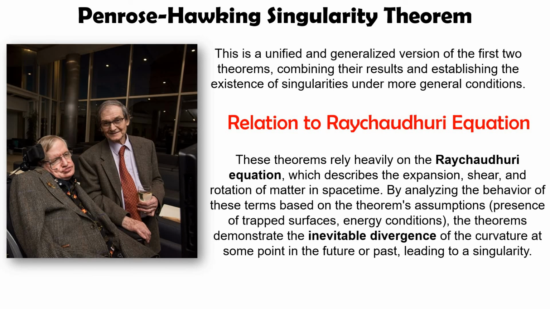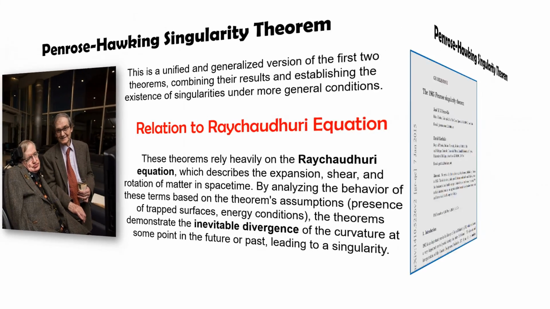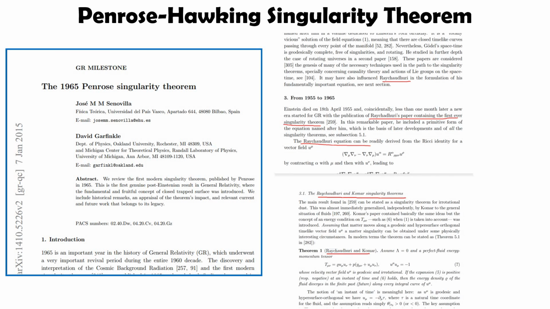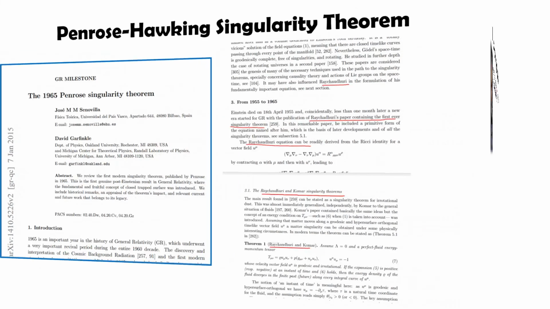So this is basically the relation, and not only that, I am going to show you. This is one of the papers by Jose M. Senovilla and David Garfinkle, cited in the famous Penrose-Hawking theorem. And here you can see how many places the Raychaudhuri equation has been cited. So this is a kind of proof. I've just taken screenshots. If you want to read any of those papers, I'm putting all the paper description links in the description box.